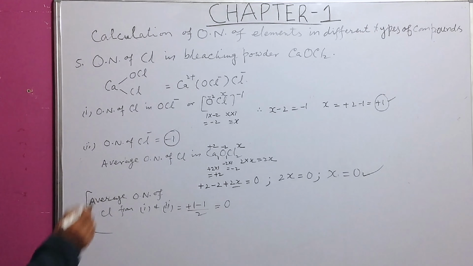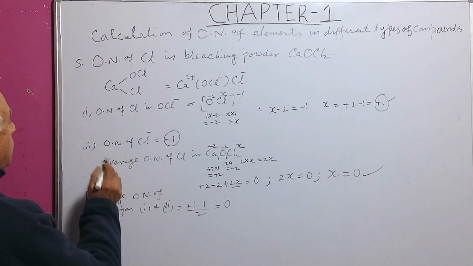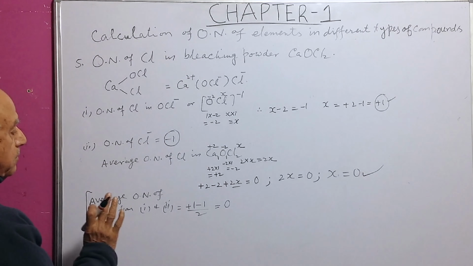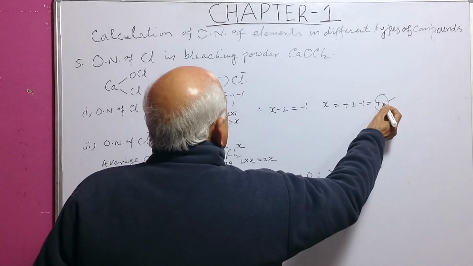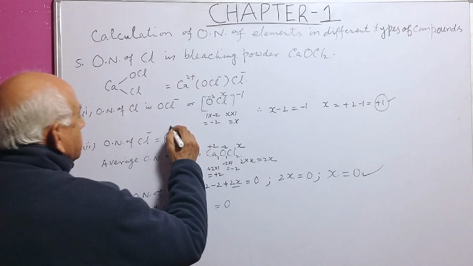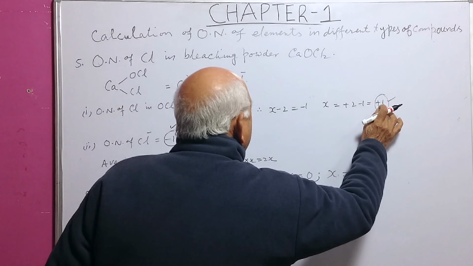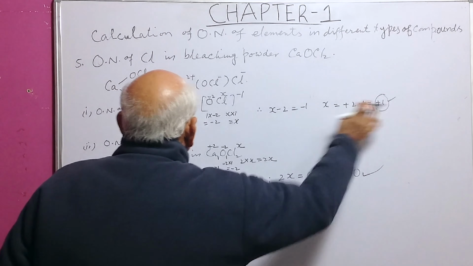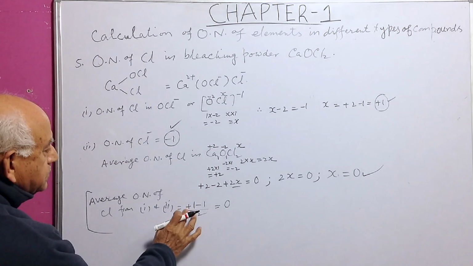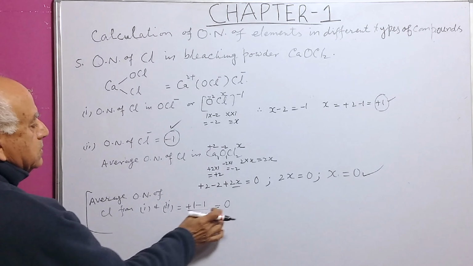Average oxidation number found from this and this will be equal to how much? Plus 1, minus 1. We are getting the average: plus 1, minus 1, divided by 2 is equal to 0.